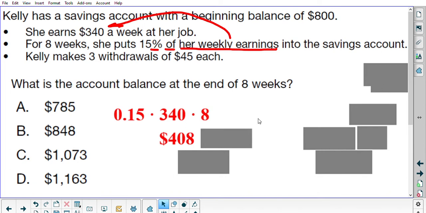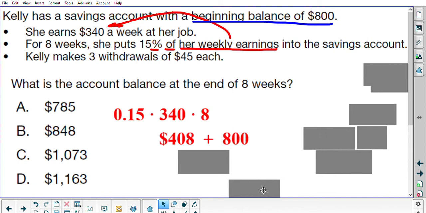Now, from here, remember how there was a beginning balance? The beginning balance was $800. So this $408 that she was putting into her savings account for 8 weeks straight has to be added on to the $800. So that means she had $1,208 in her bank account.